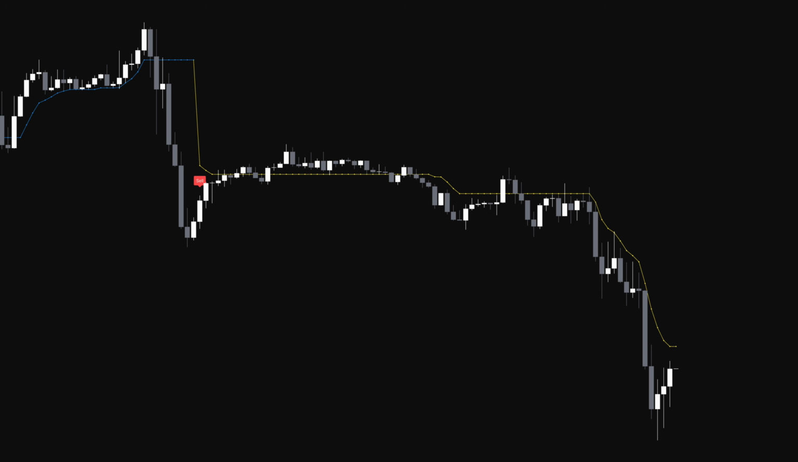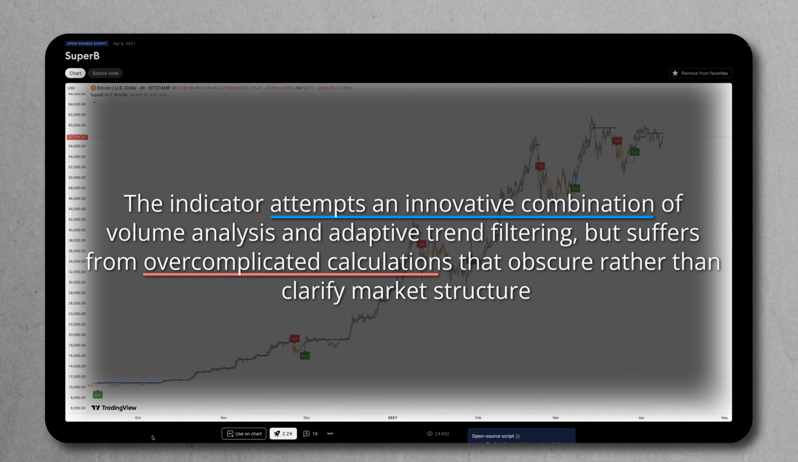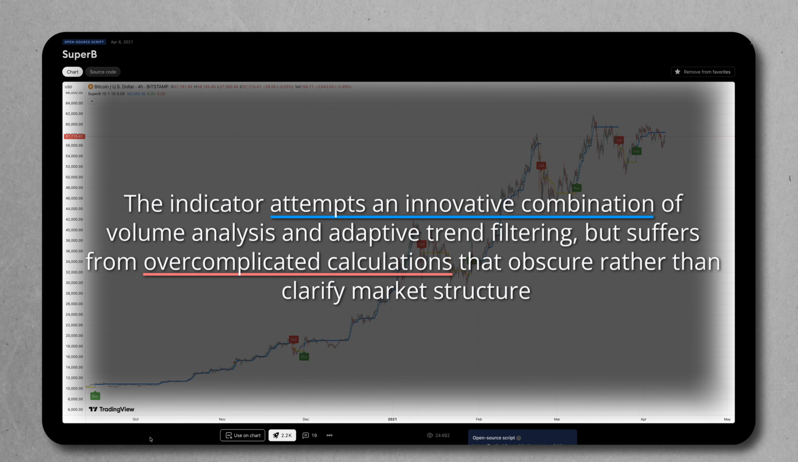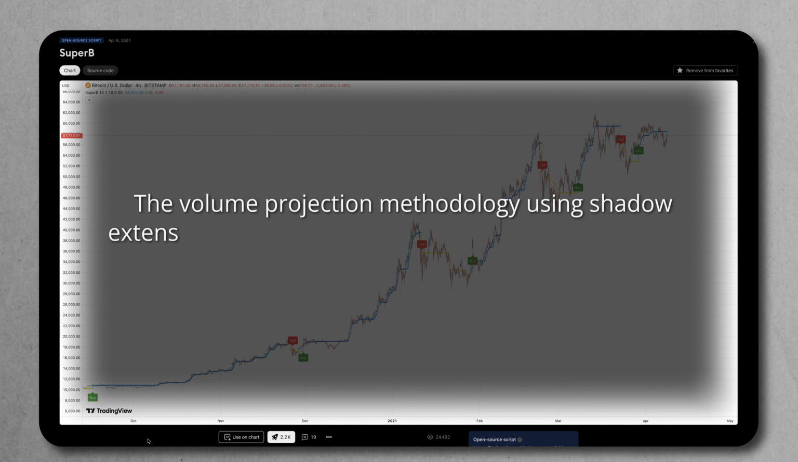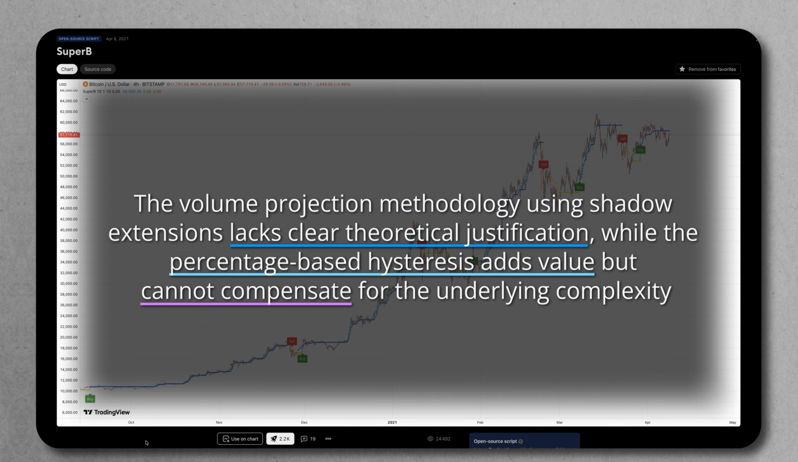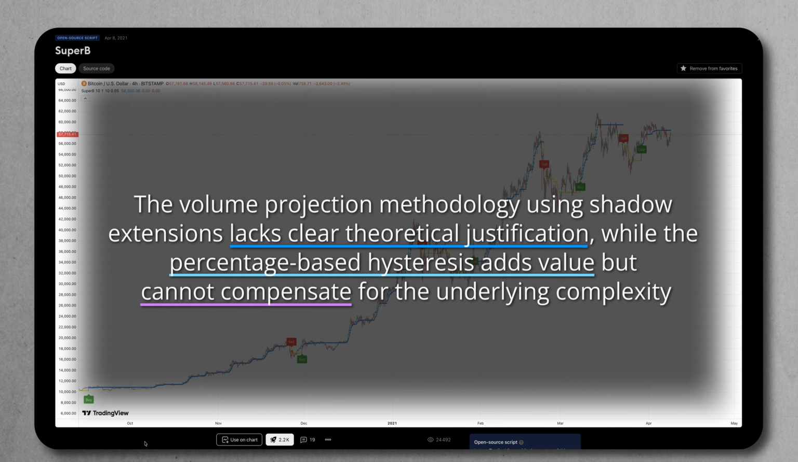meaningful information. The indicator attempts an innovative combination of volume analysis and adaptive trend filtering, but suffers from overcomplicated calculations that obscure rather than clarify market structure. The volume projection methodology, using shadow extensions, lacks clear theoretical justification, while the percentage-based hysteresis adds value but cannot compensate for the underlying complexity.